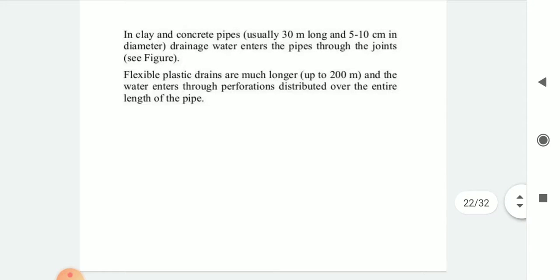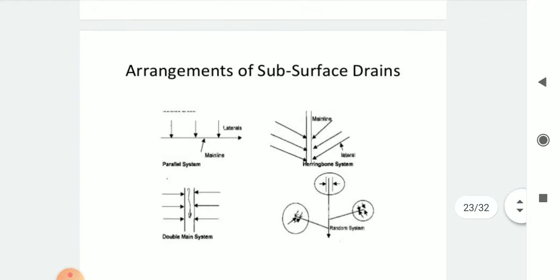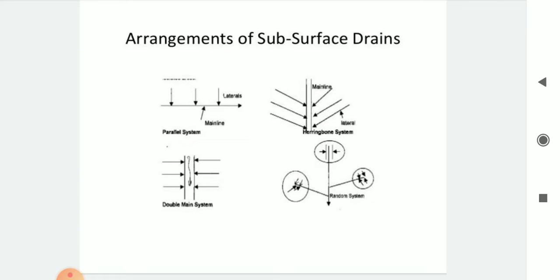Clay and concrete pipes are usually 30 meters long and 5 to 10 centimeters in diameter, and drainage water enters the pipes through the joints. Flexible plastic drains are much longer, up to 200 meters, and the water enters through perforations distributed over the entire length of the pipe. Then arrangements of subsurface drainage: you can see in the figures the parallel system, double main system, herringbone system and random system, that is, arrangements of subsurface drainage.